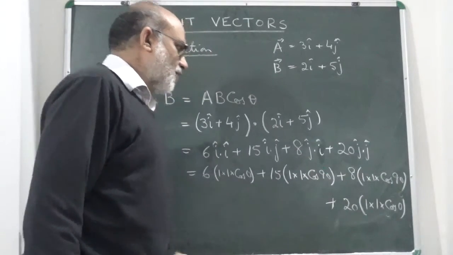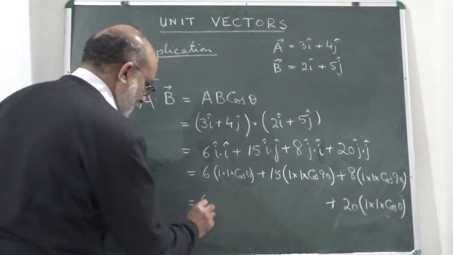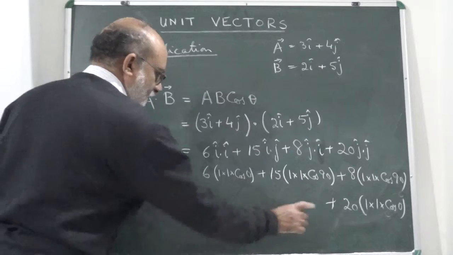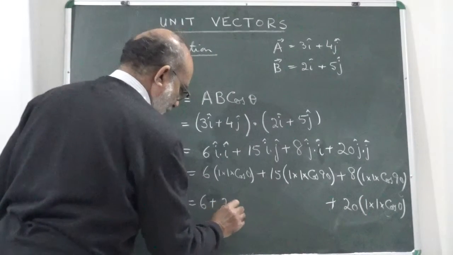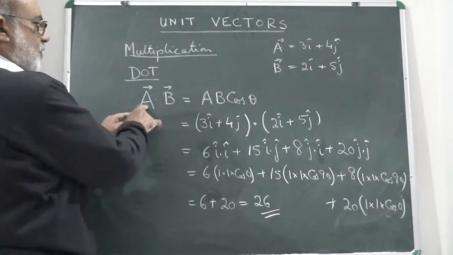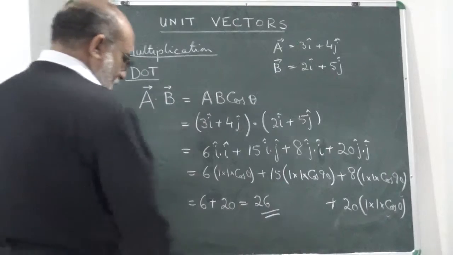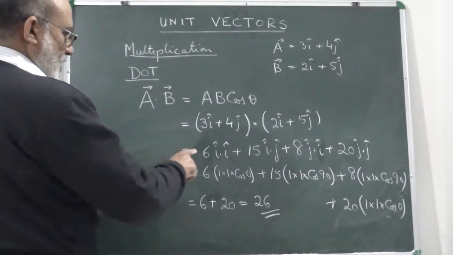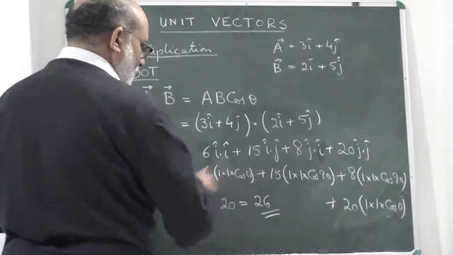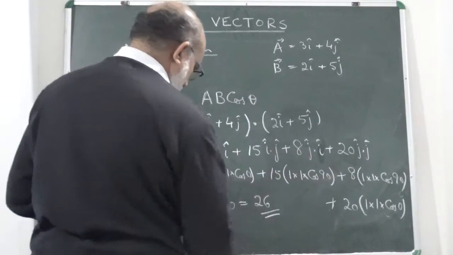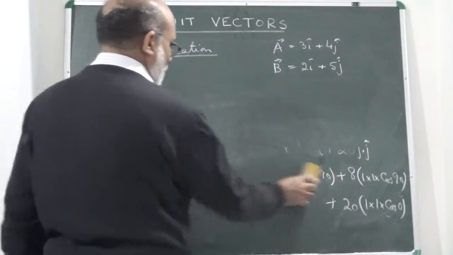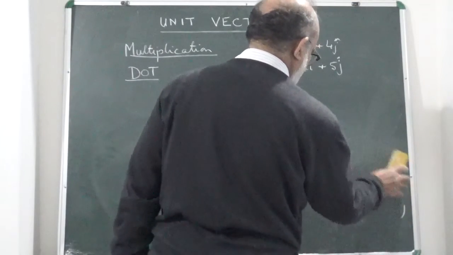So these two terms will vanish and we are left with 6 plus 20, so it is 26. So the dot product of A dot B is 26. It means in the dot product, i dot i is parallel and i dot j makes 90 degrees, so it vanishes. So this is the way we multiply dot products.